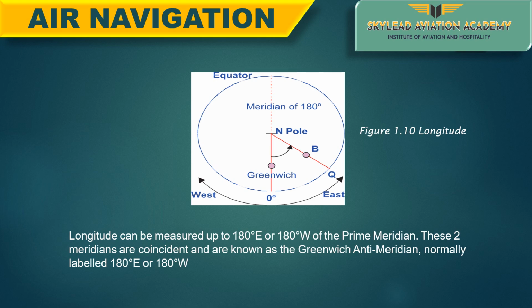Longitudes can be measured up to 180 degrees east or 180 degrees west of the prime meridian. These two meridians are coincident and are known as the Greenwich anti-meridian, normally labeled 180 degrees east or 180 degrees west.